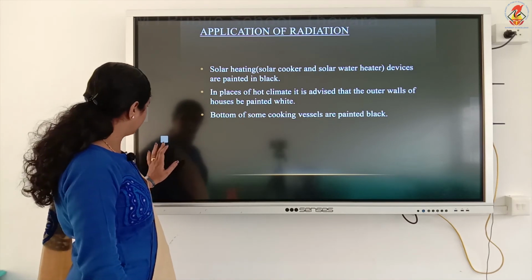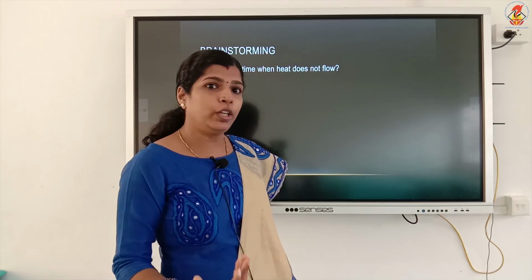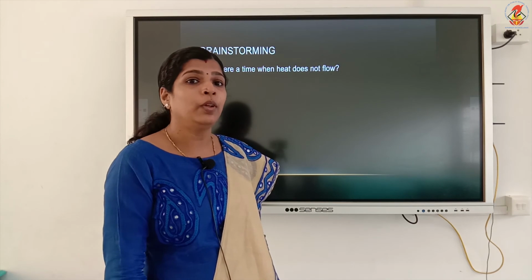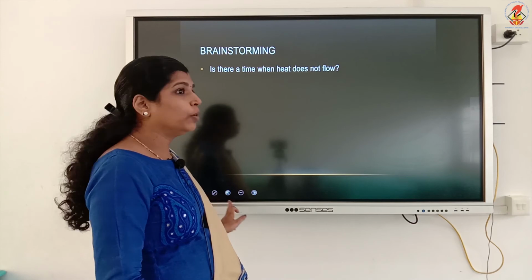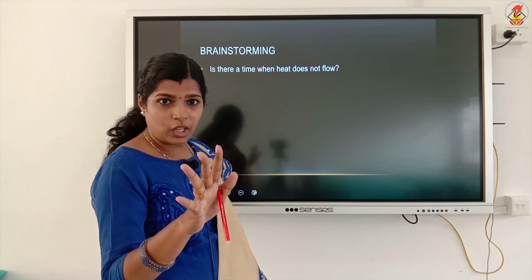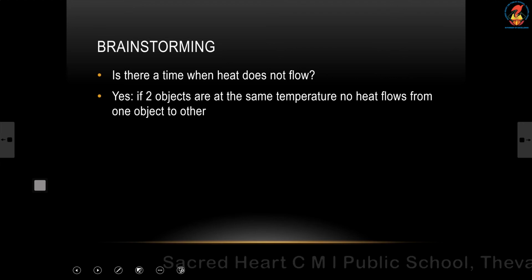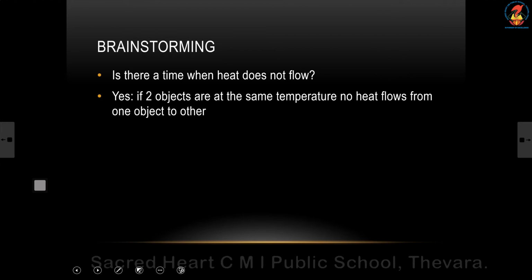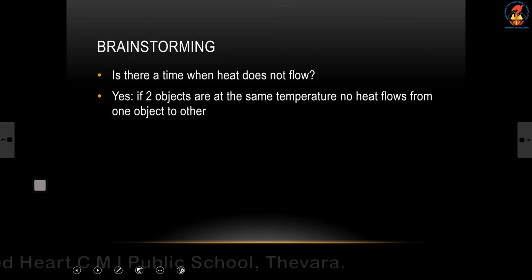Now, one more thing: is there a time when heat does not flow? Heat will flow from hot end to cold end. Is there a time when there is no heat flow? Yes, when both objects have the same temperature. When both objects have the same temperature, the heat will not flow from one object to another. If two objects are at the same temperature, no heat flows from one object to the other.